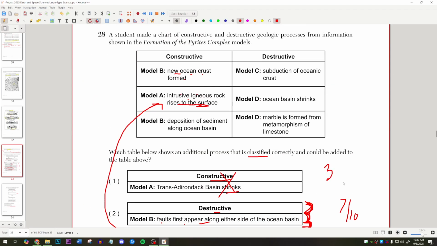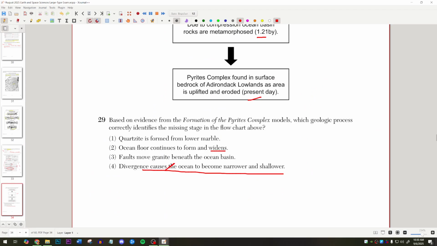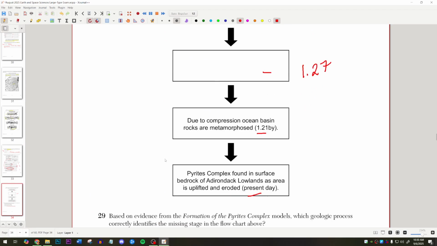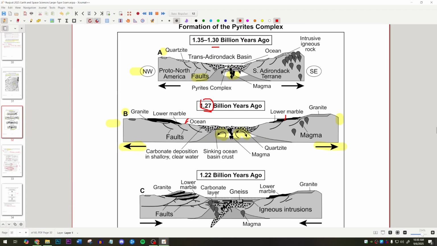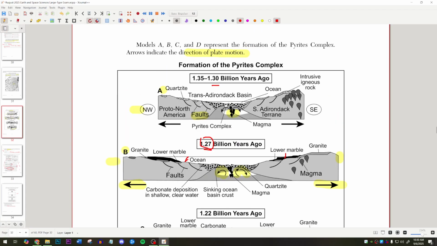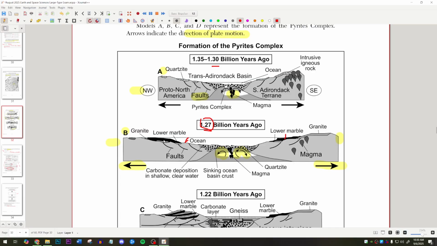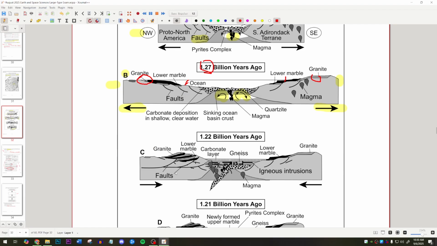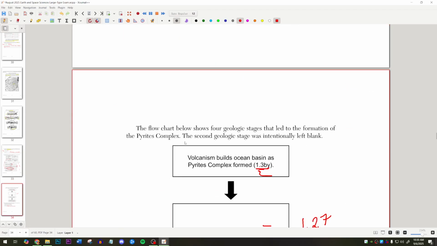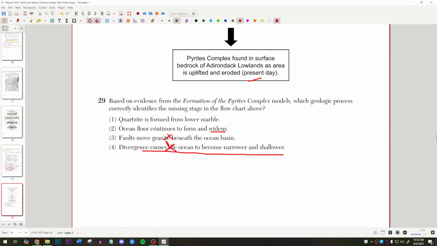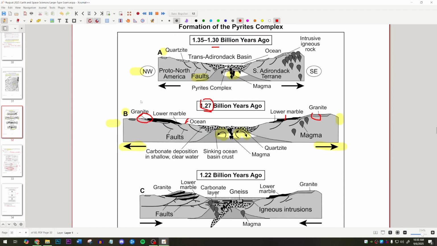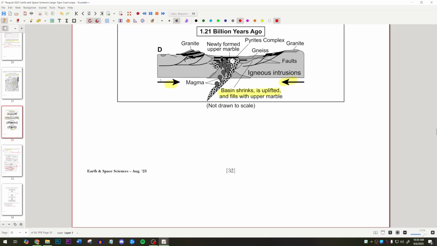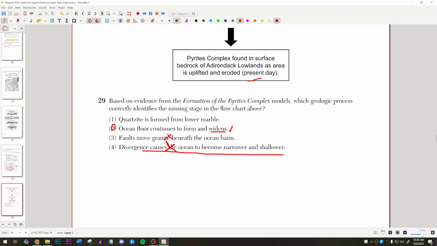Let's just go back down because I just want to get rid of it. Okay, now faults move granite beneath the basin. I'm just going to go one by one because I can't remember. Did the faults move granite beneath the basin? No, the granite's up here. So no, that never happened. Did the ocean floor continue to widen? Yes. It's 2. We'll just make sure quartzite is formed. No, that happened way earlier. So it's 2. That question was easy. I'd give this a 3.